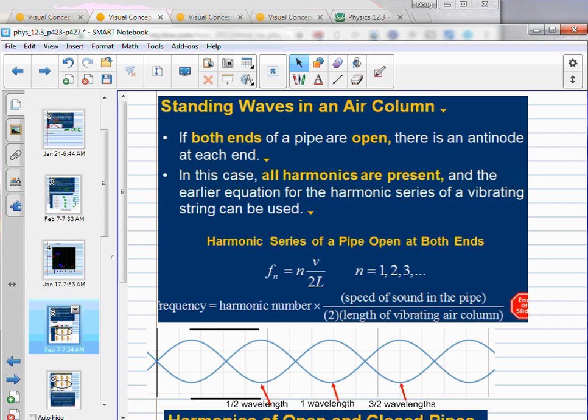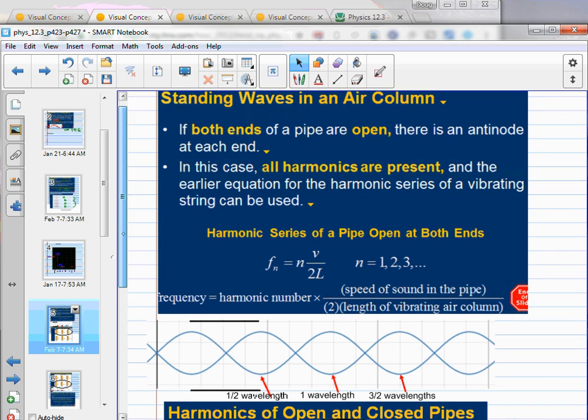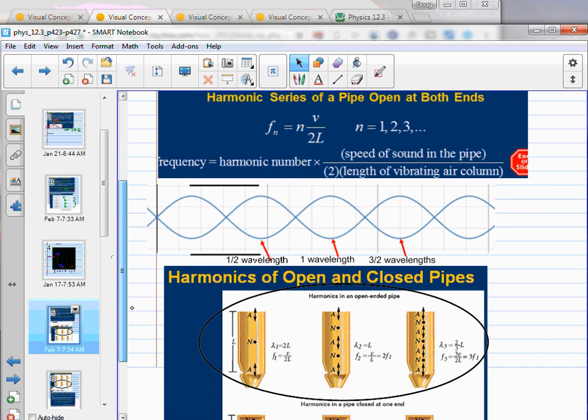So let's look at the two situations in air columns that we can produce standing waves in air. If both ends of a pipe are open, then there is going to be an antinode at both ends of this air column.